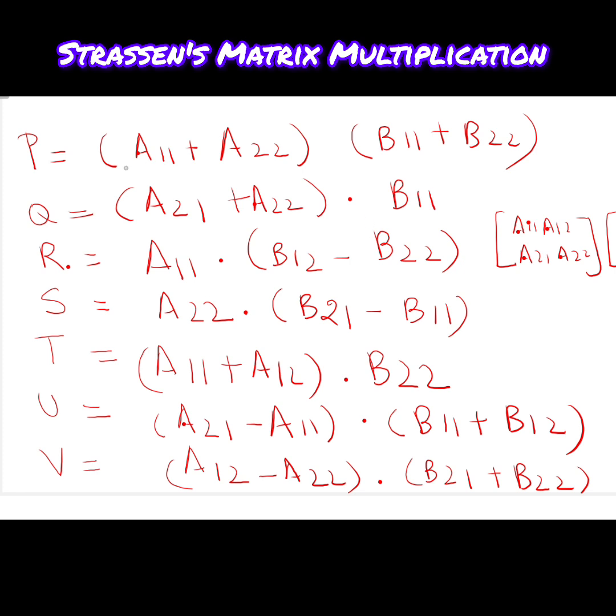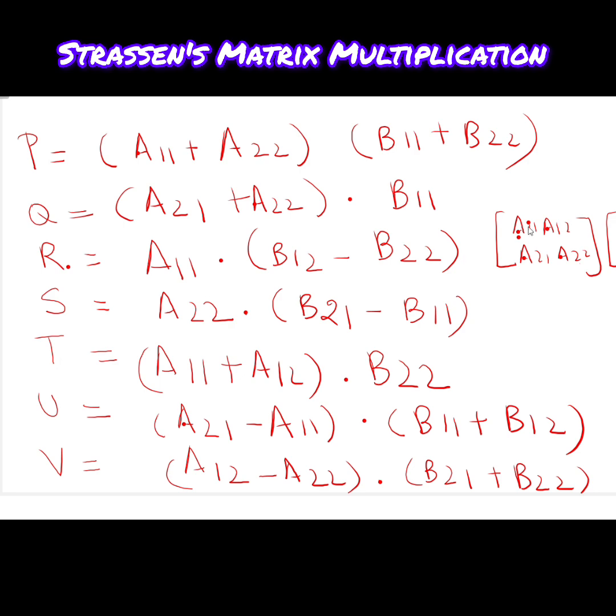For finding the P value, you have to add A11 and A22, then multiply with B11 and B22, and then you will get the value for P. Likewise for Q, A21 you add with A22, then multiply it with B11. Then for R, you take A11 and multiply it with B12 minus B22. Similarly, if you do all these calculations using this formula, you will be able to find the values for P, Q, R, S, T, U and V.